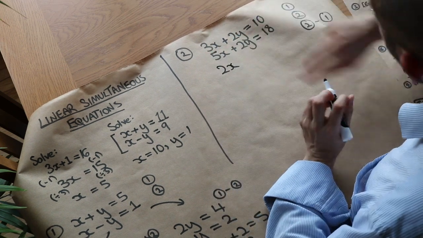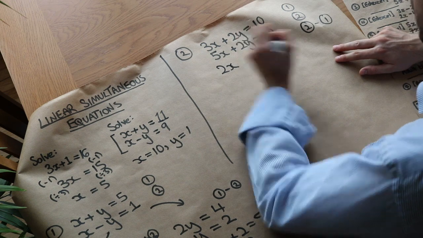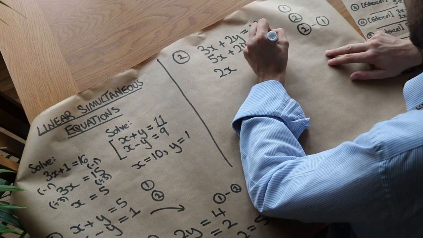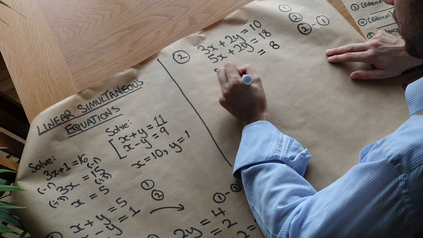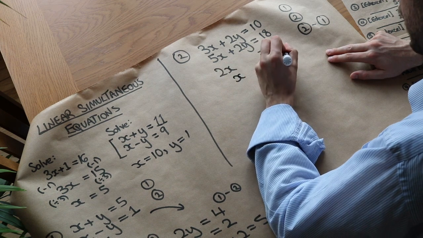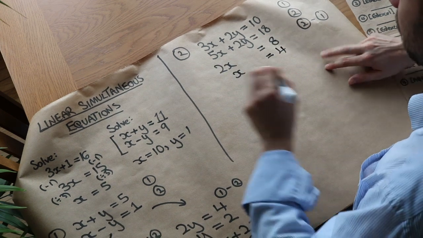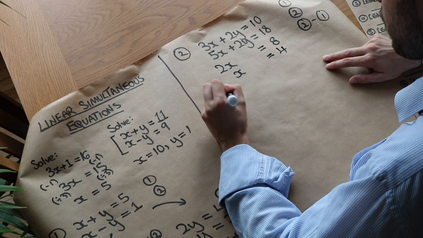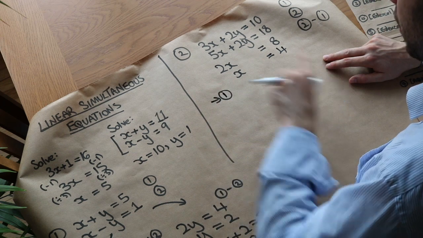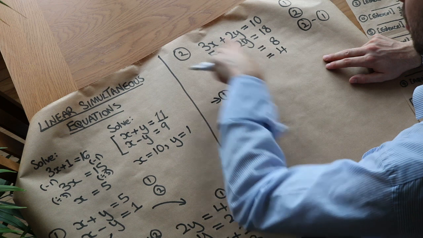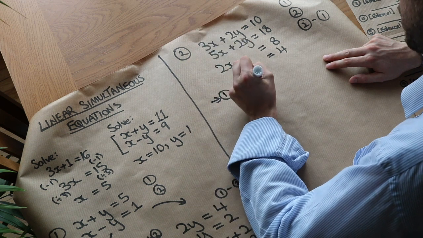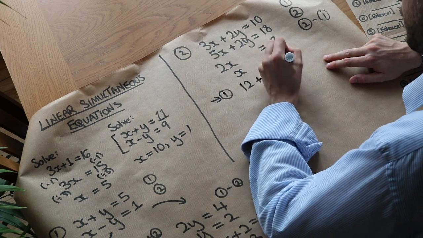2y minus 2y, well, they cancel, that's great, so we got rid of the y's. And then we've got 18 minus 10, which is 8. And then divide both sides by 2, we get x is 4, so we've worked out that x is 4. And then we just substitute back into one of the equations. So if I substitute it back into the first one, we got 3 times x, which is 3 times 4, which is 12, plus 2y equals 10.